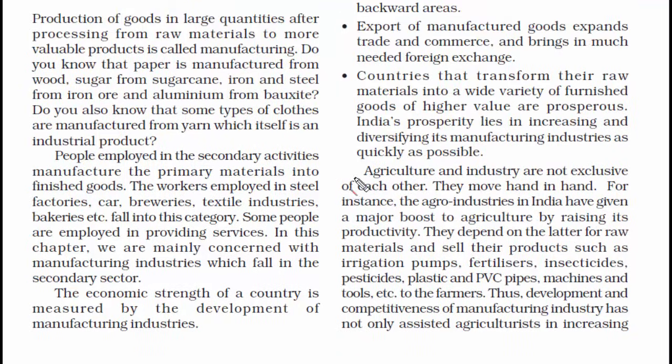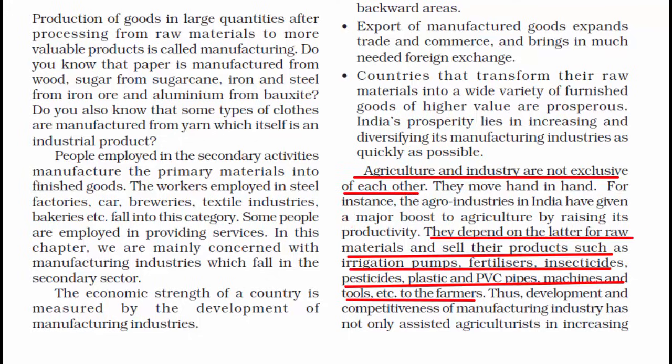Now, agriculture and industry are both interdependent on each other. Because if you see, the agricultural industry has to be dependent on manufacturing industries for irrigation pumps, fertilizers, insecticides, pesticides, plastics and pipes, machines, tools, etc. So I hope you understand the interdependence. Similarly, if there is no agriculture, then there will be no food manufacturing industries. Because a lot of the food around us is packaged. So for that we need an industry. But primarily the food will come from the agricultural sector. So this is the meaning when they say that both the industries have to move hand in hand.